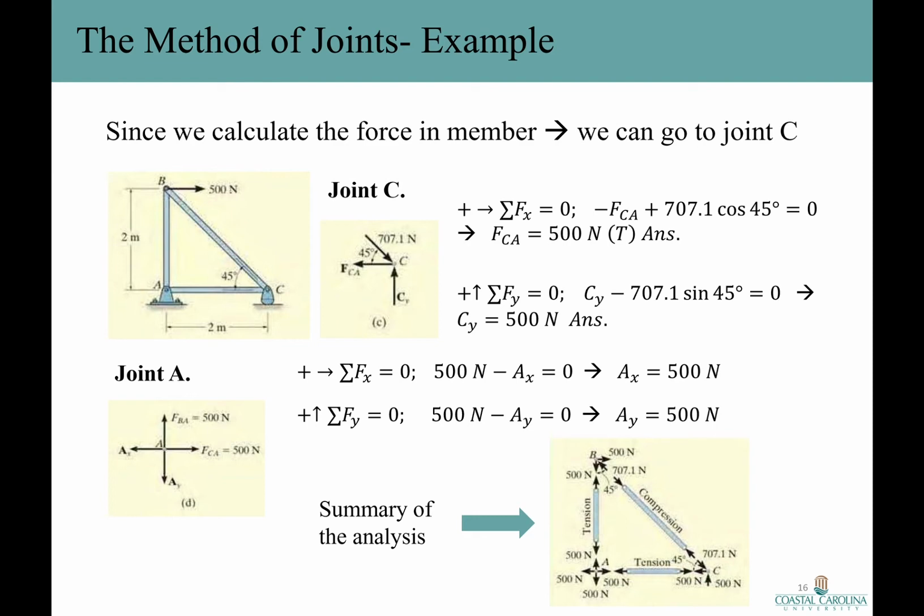Here is a summary of our analysis. Take a look at this picture. The free body diagram of each joint or pin shows the effect of all the connected members and external forces applied to that joint, whereas the free body diagram of each member shows only the effects of the end joints on the member.